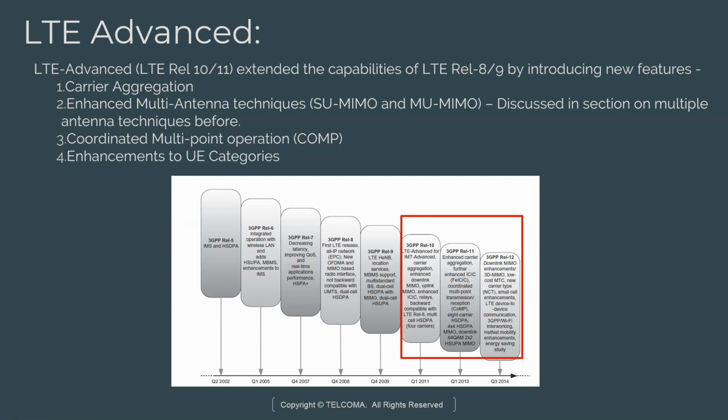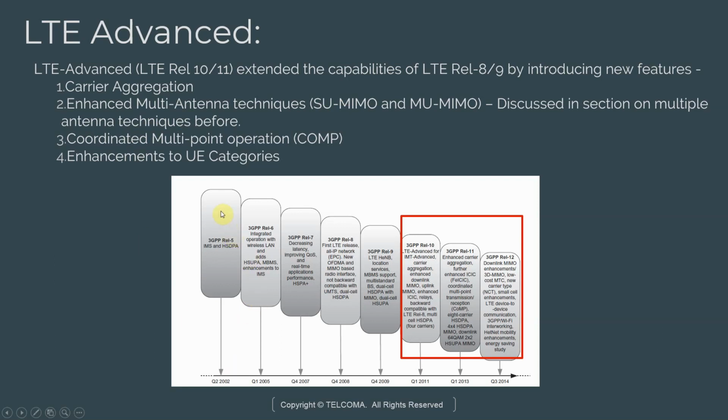some new features. Namely, some of these features are carrier aggregation, enhanced multi-antenna techniques like single-user MIMO and multi-user MIMO, coordinated multi-point operation, which is abbreviated as CoMP, and enhancements to UE categories. We will go through each of these in this section, except for single-user MIMO and multi-user MIMO, which were discussed in a previous section on multiple antenna techniques.